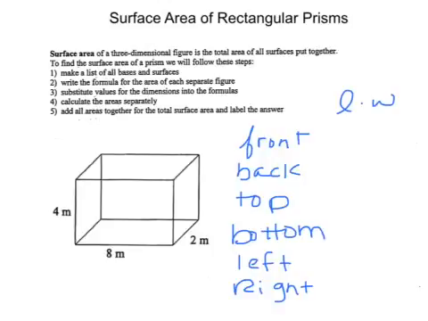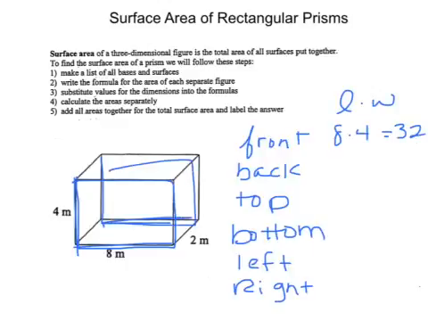So let's look at the front rectangle. That would be this rectangle right here. It has a length of 8 and a width of 4. So we would do 8 times 4, which is 32. The back rectangle, which would be this one, also has a length of 8 and a width of 4. And so 8 times 4 again is 32.